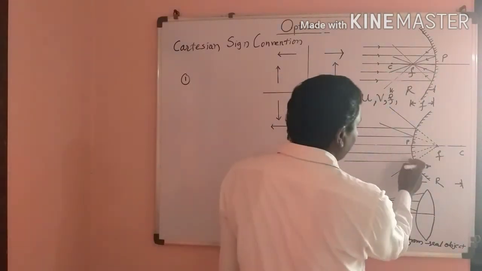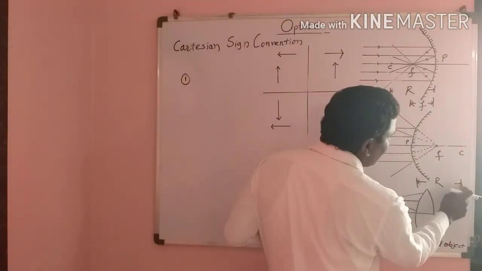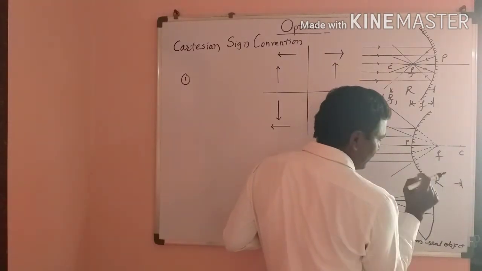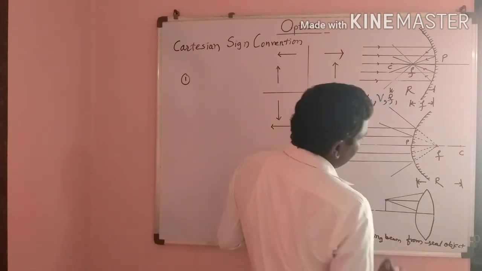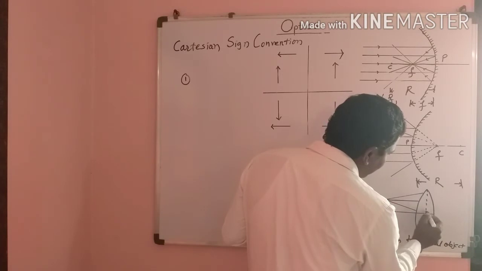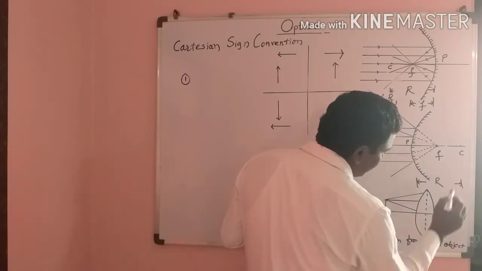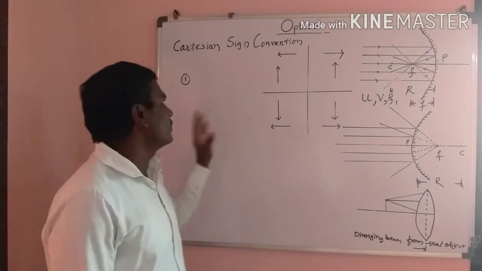If we consider here, this distance is measured from the geometrical pole to the center of curvature, that is the radius of curvature. Again, if we consider the lens, the optical center of this lens is this line, and when we measure any distance, it is measured from the optical center. This is the first rule.